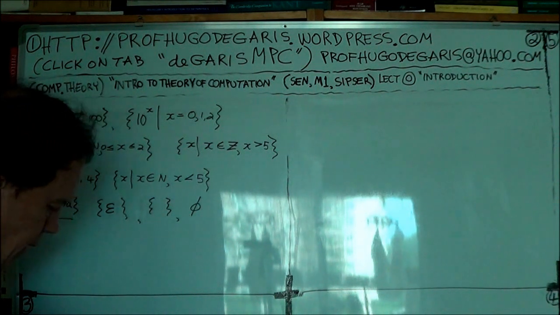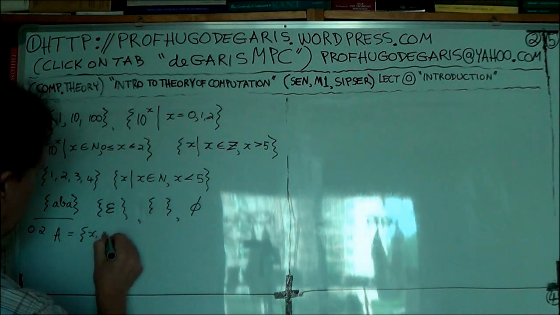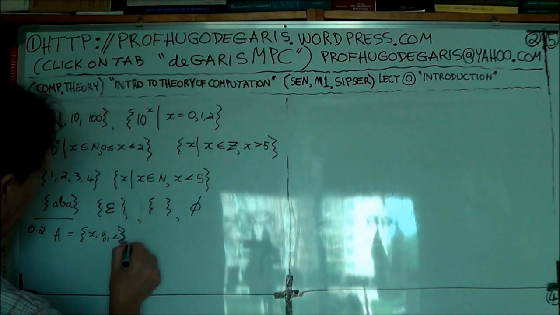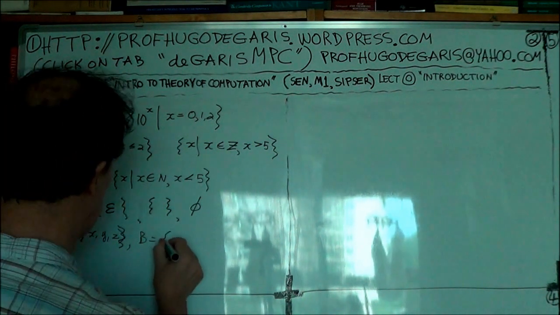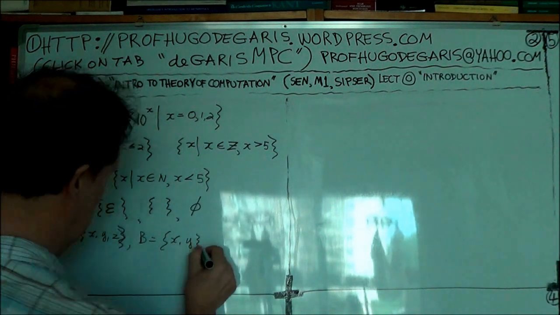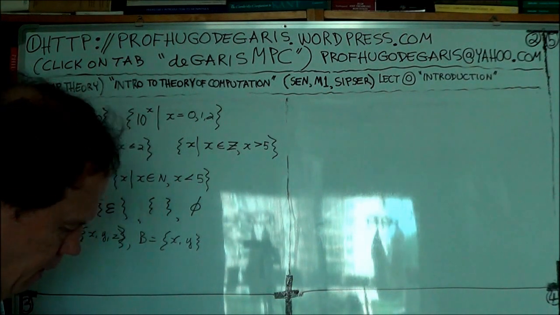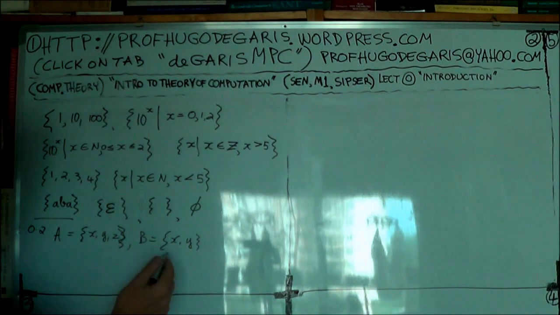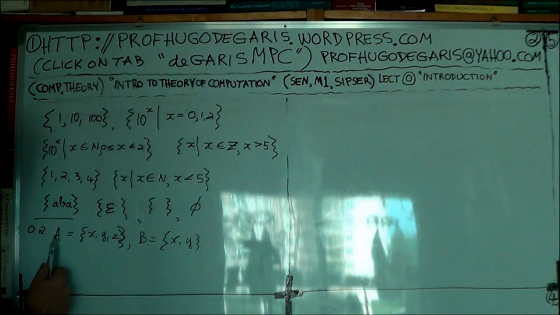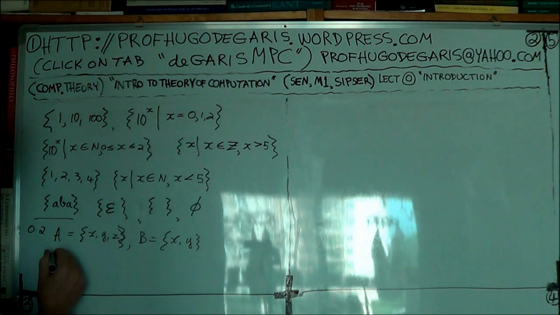So you have two sets, A and B. A is the set X, Y, Z. And B is the set just X, Y. And you're asked, is A a subset of B? Remember the definition of a subset. Each element of A has to be a member of B. Well, look, Z is not a member of B. So A is not a subset of B.